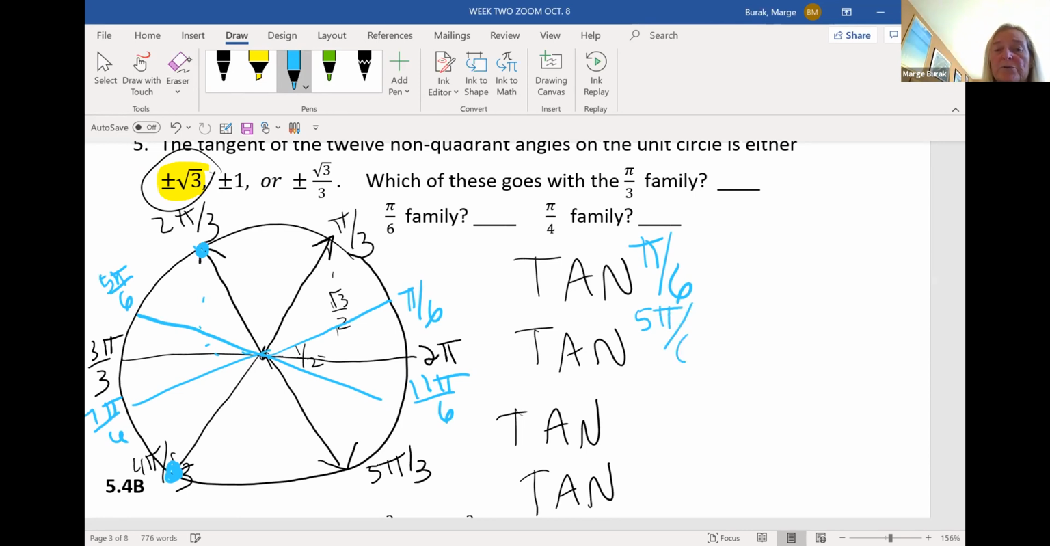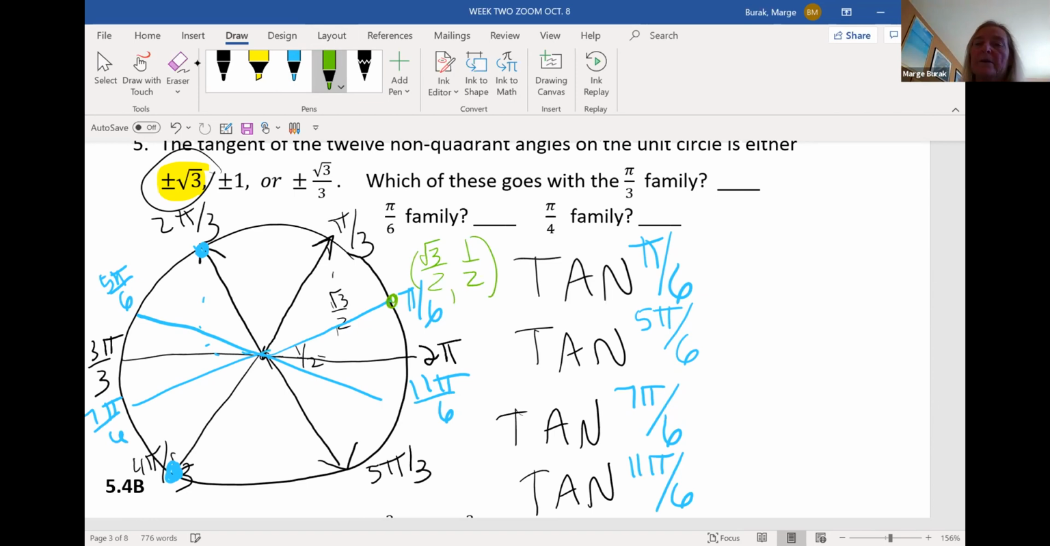Now, who wants to go through and help me with this one? Oops, I got two things there. Okay. And 11 pi over 6. First of all, they're either going to be plus or minus 1 or radical 3 over 3. We know it's not the other one because we already used them. So the point is radical 3 over 2, comma 1/2. That's our point in quadrant 1.